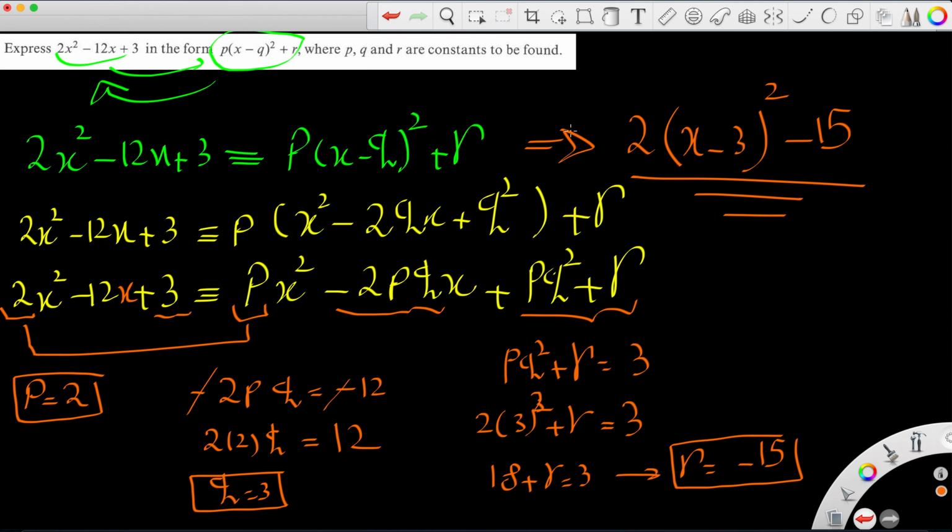So if the form is mentioned like here in the question, you can use either of the methods, the previous method or this method. Or sometimes it just says write 2x squared minus 12x plus 3 in the completed the square form. So you can use the previous method, and there is no difference. Both result in the same answer.